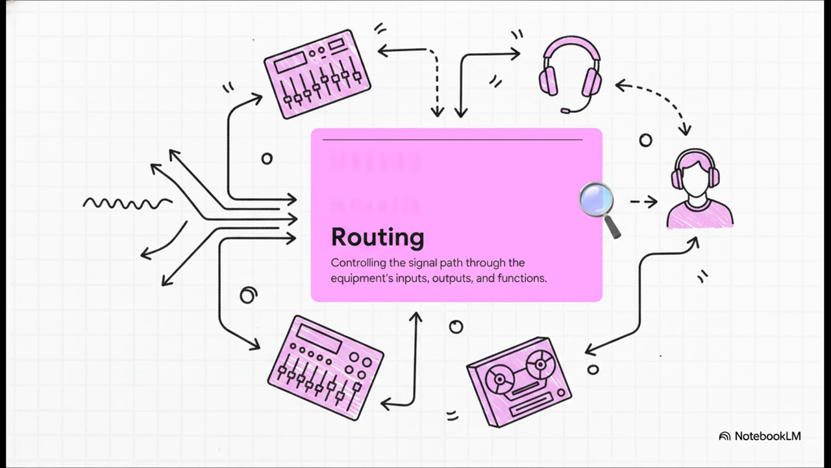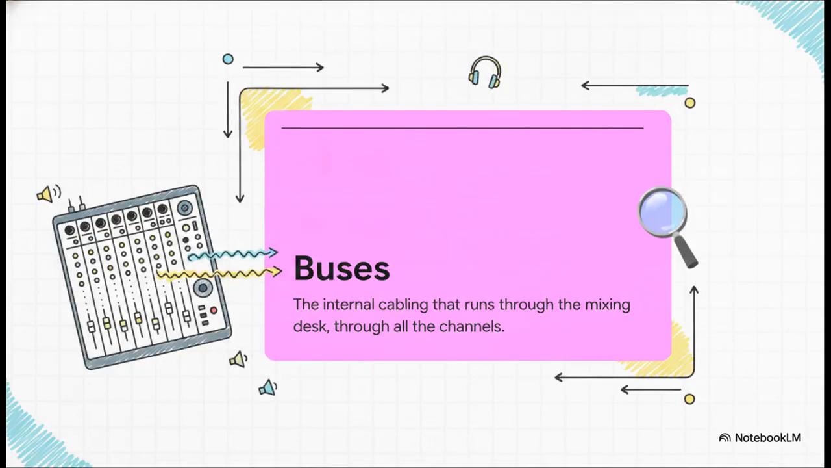Every single switch and knob on a recording console is placed there to help you make deliberate choices about the path that signal takes, whether it's heading to a multi-track recorder, an external effects unit, or straight into a musician's headphones in the vocal booth. Which leads us perfectly to this next vital term, the bus.